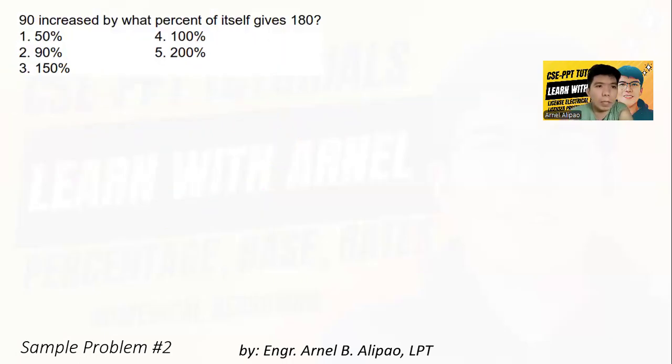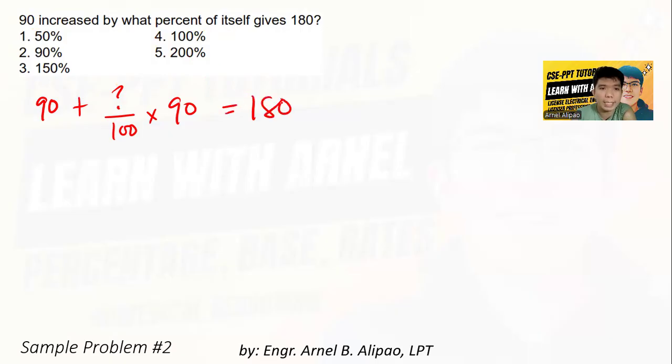We have sample problem number 2: 90 increased by what percent of itself gives you 180. So again, we should have that skill of converting English to math expressions. 90 increased by what percent of itself? What is itself? 90. So 90 increased by what percent of 90 is equal to 180.